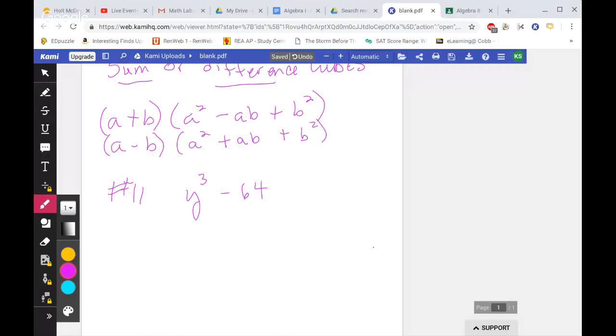What I want to explain is that I use the acronym SOAP to help me remember which one of these two things I use. What that means is same, opposite, always positive for my signs. So I know that I'm going to use this factoring pattern because I'm going to apply the same factoring pattern. So it's going to be y minus, what is the cube root of 64? Do you happen to know? If you don't, I can tell you.